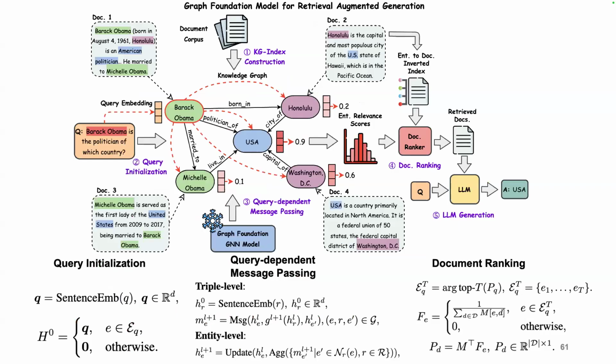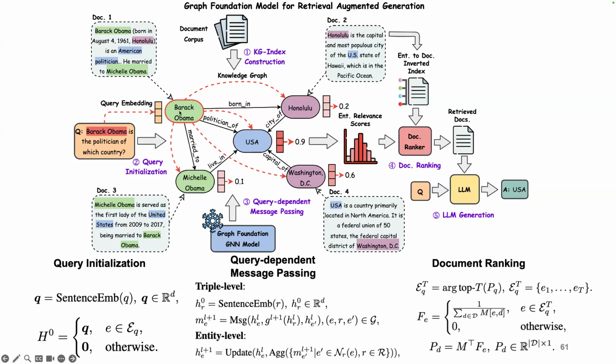So here is the overall architecture of our method. Given the question, we first utilize a sentence embedding model to convert it into a question embedding. And for all the entities on the graph, we will only initialize the embedding of the entity that is mentioned in the question. For example, Barack Obama is a politician of which country? Then given the knowledge graph, we only initialize the embedding of Barack Obama with the query embedding. And for the others, we will initialize with 0.